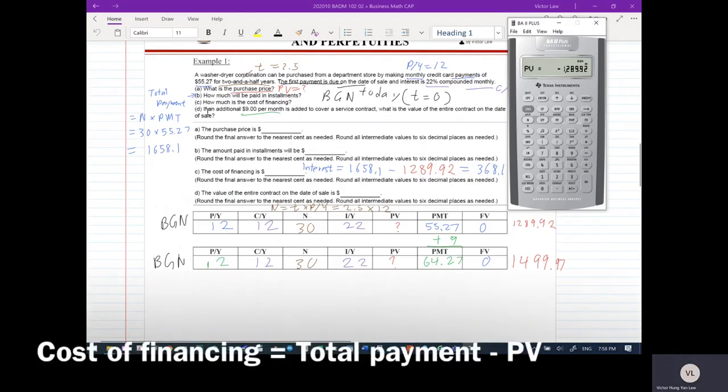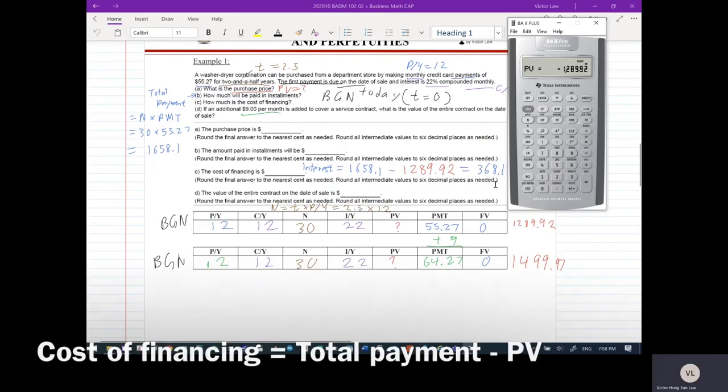And then part C, how much is the cost of interest? The cost of interest is basically the difference between your present value and your total payments. So we have the total payment of $1658.10 minus the present value of $1289.92, and that gives you $368.18. That's your cost of financing.